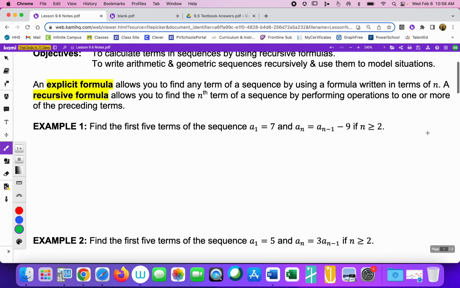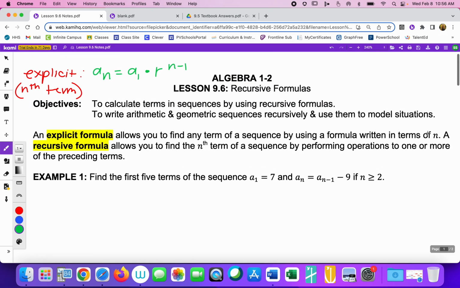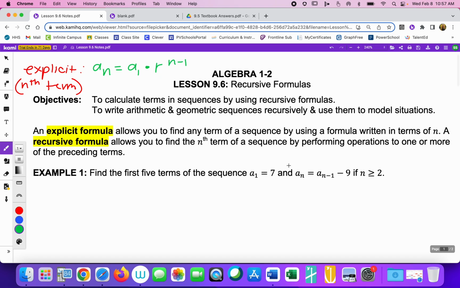So the explicit formula that I wrote up here allows you to find any term of a sequence by using the formula written in terms of n. So we've already been doing that. What a recursive formula does is allows you to find the nth term of a sequence by performing operations to one or more of the preceding terms. So this is not going to give you as much information, but you can still use the formula multiple times. But you're going to have to use it again multiple times. So it's just applied differently.